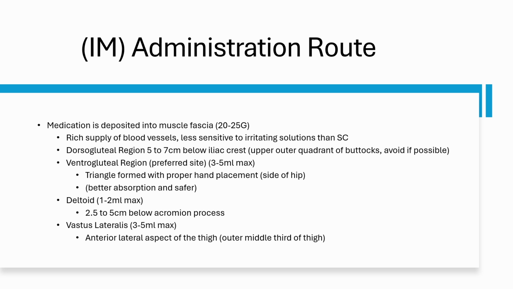Finally, we have the vastus lateralis. This is the anterolateral aspect of the thigh. This site's maximum recommended fluid volume for intramuscular injections is 3 to 5 milliliters.